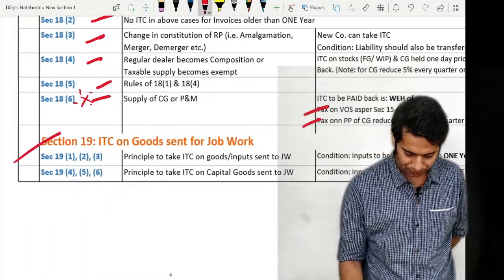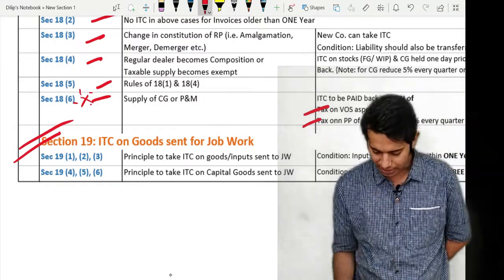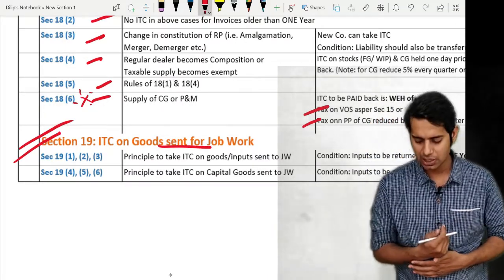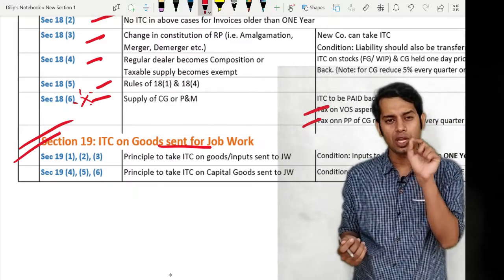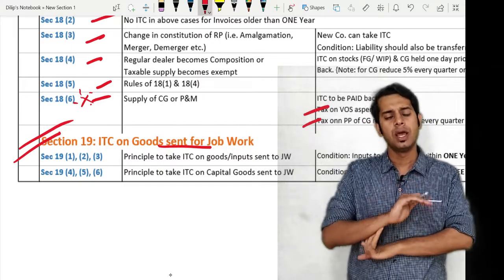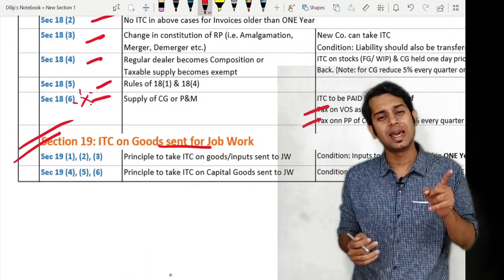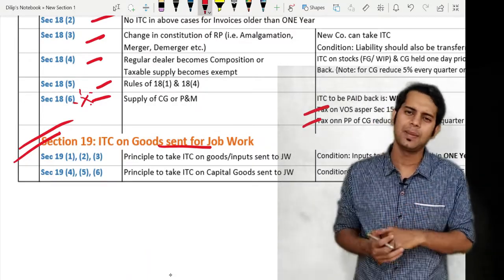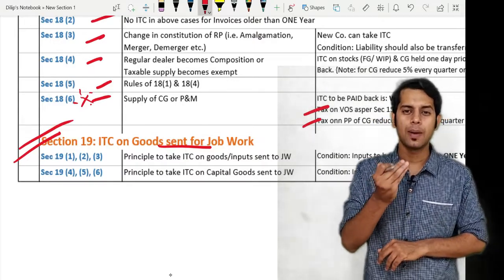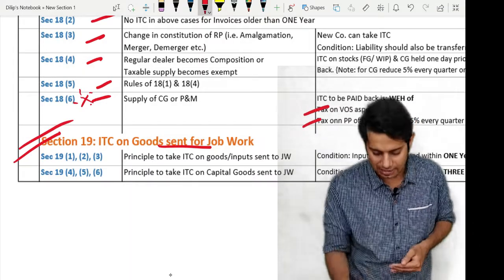Then section 19. Section 19 talks about supply made to a job worker, that is, goods sent to a job worker. Section 19(1) says that whatever inputs are sent by the principal to a job worker, the principal can take input tax credit. Then 19(2) says that if the inputs are sent directly to the job worker, ITC can be taken by the principal. 19(3) says that if the inputs sent to the job worker do not come back within 1 year, the ITC taken should be reversed. That is, it will be deemed that a supply has been made.